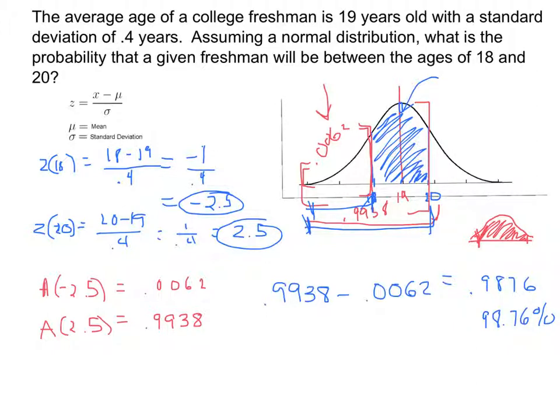So let's go back to the question. It says, what is the probability that a given freshman will be between the ages of 18 and 20? And the answer is exactly 98.76%, because the probability corresponds directly to the area under the curve that we have found.